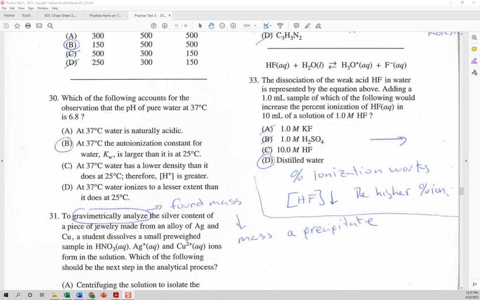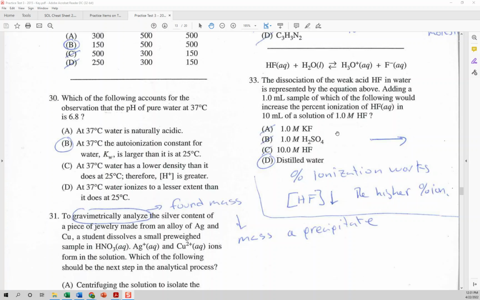Okay, guys, we're picking it back up on the practice test 3 multiple choice test. So we stopped off, we're on question 33 out of 50. So hopefully this video will get through it. All right, so this is talking about percent ionization, and we want to know what would increase the percent ionization.